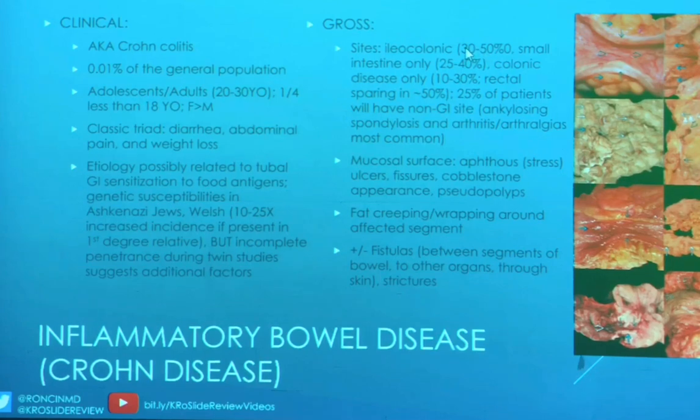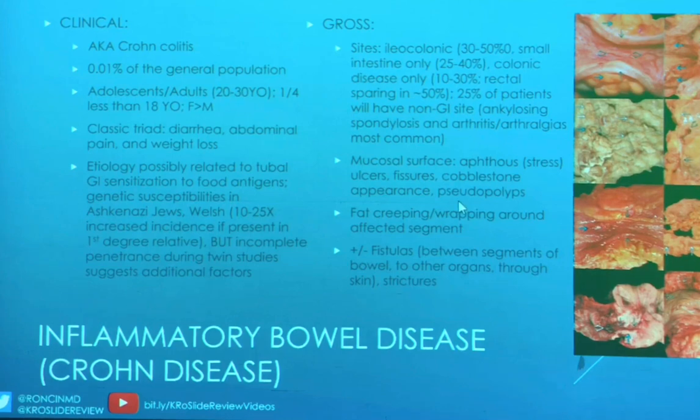Most of these cases involve the ileocolonic regions, so the ileum as well as the colon, but you can see it everywhere. There's a large amount of literature on non-GI sites, and a quarter of patients will have an extra GI site. Ankylosing spondylitis is the most common, but I put as many of those as I could find in the handout, so you can take a look at that to see some of the other associations.